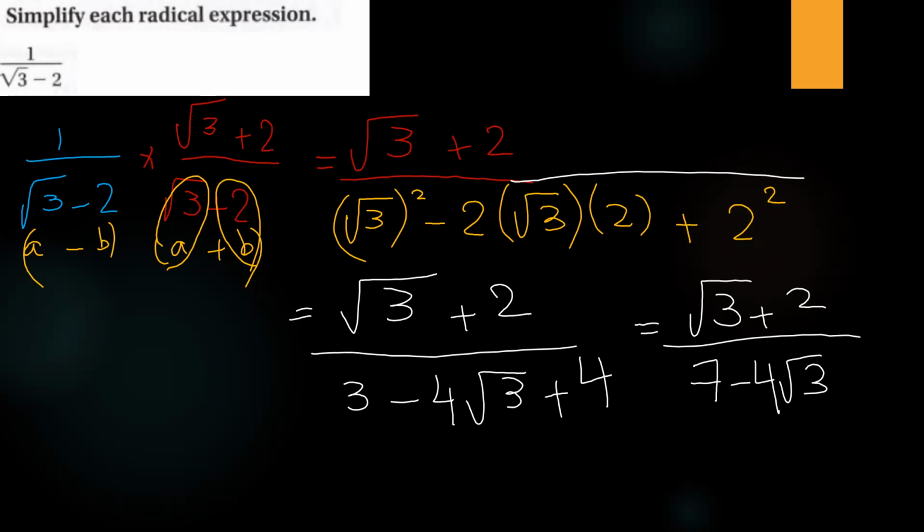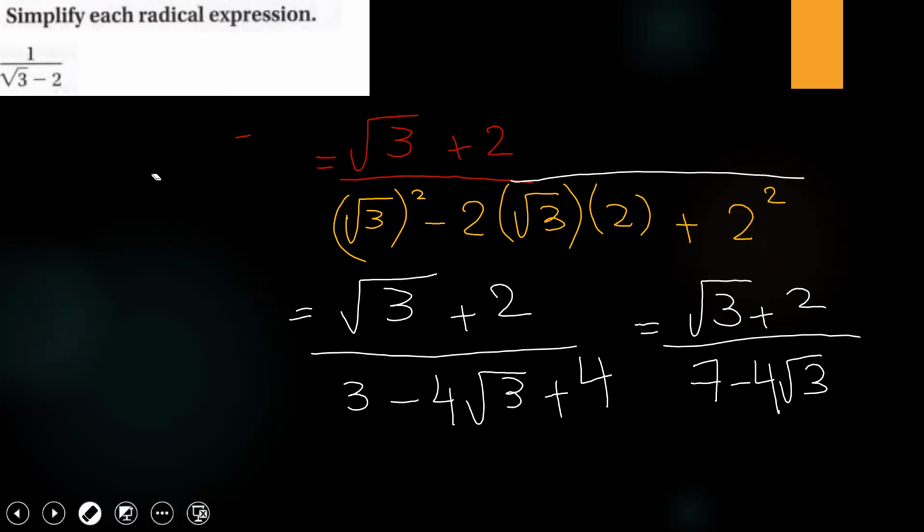Okay, I'm sorry. Here, like back. So here, the final answer will be the square root of 3 plus 2 over 7 minus 4 square root of 3. Now, did I finish here? No. But teacher, why did we do it? Here we have a square root of 3 in the denominator, which is not simplified. So let's now continue.